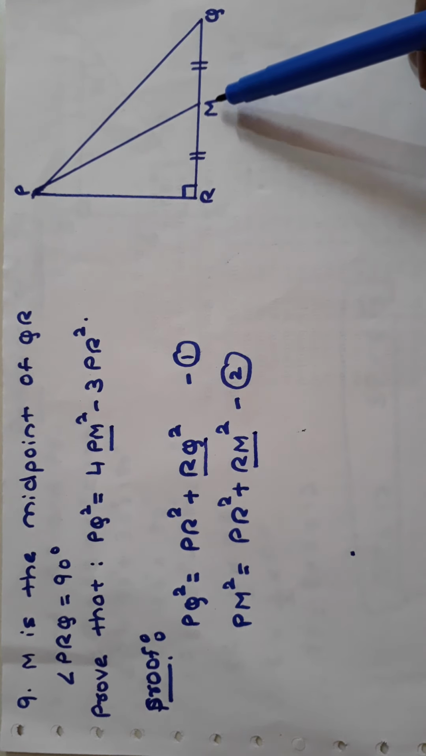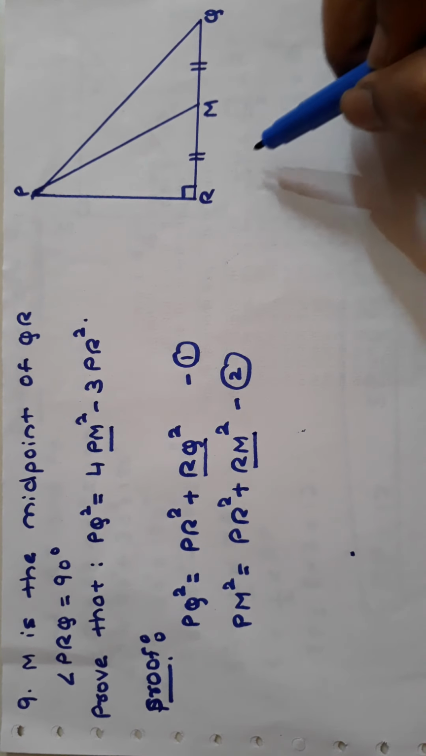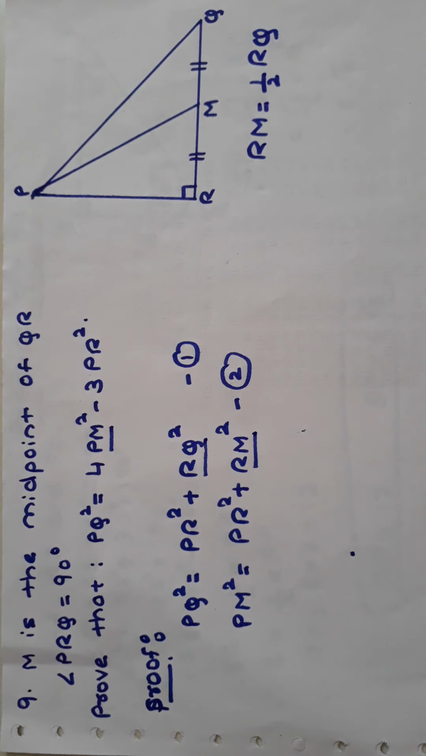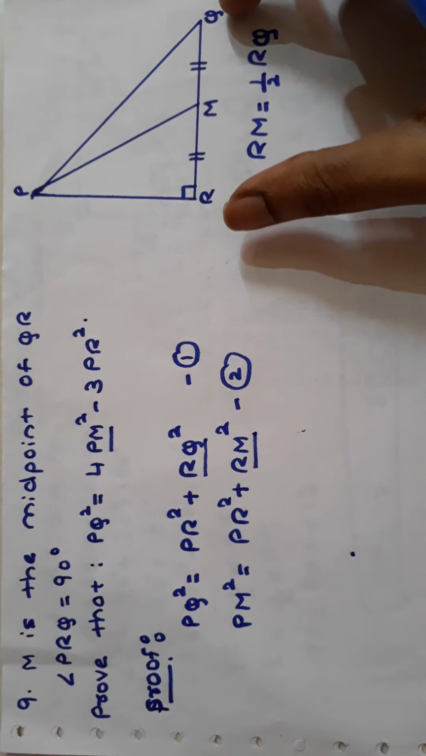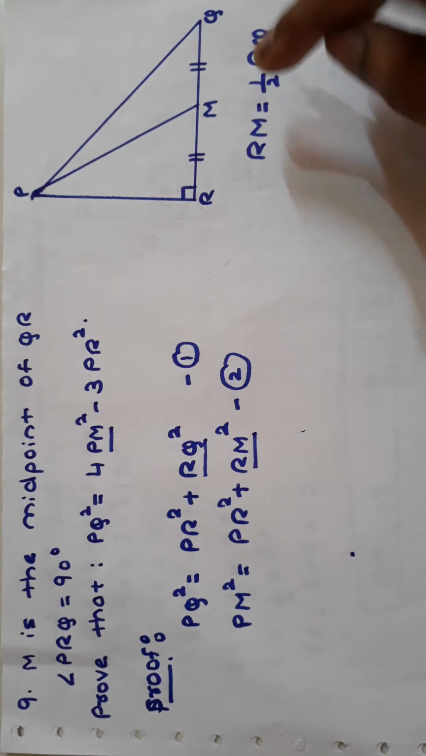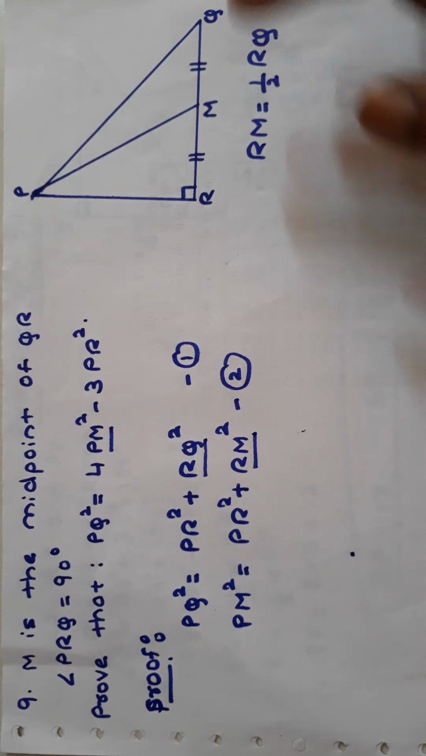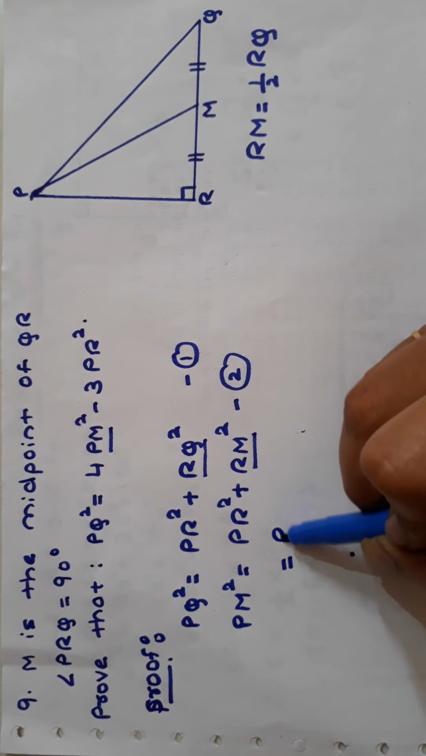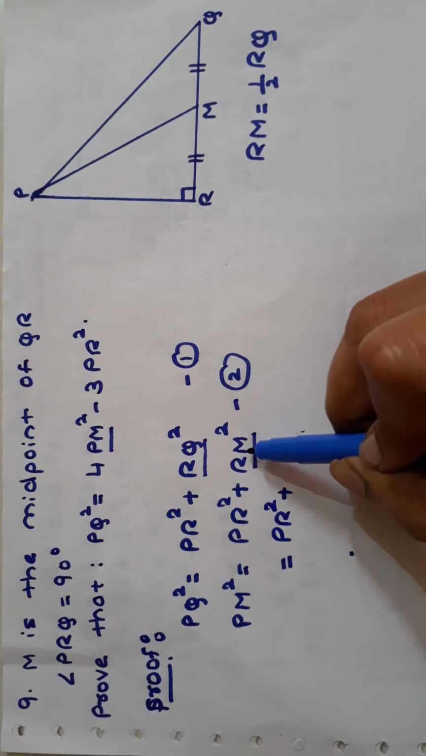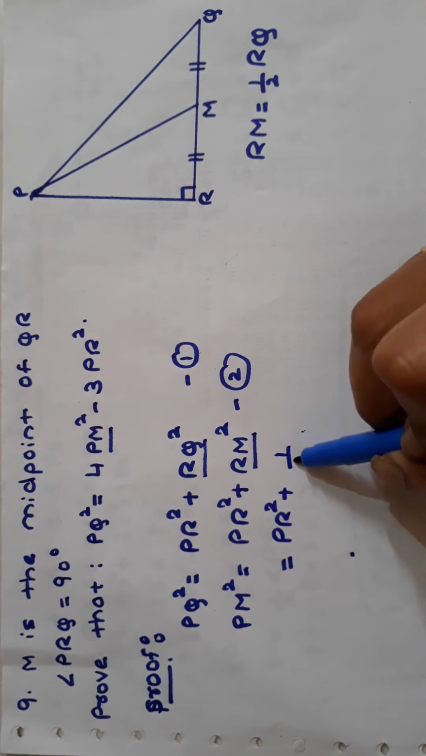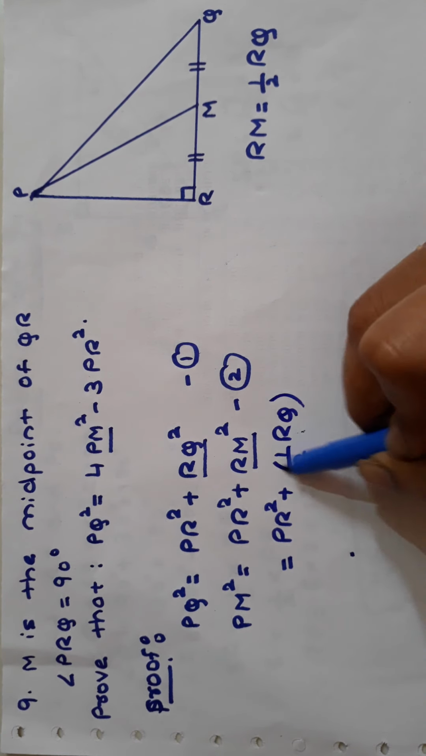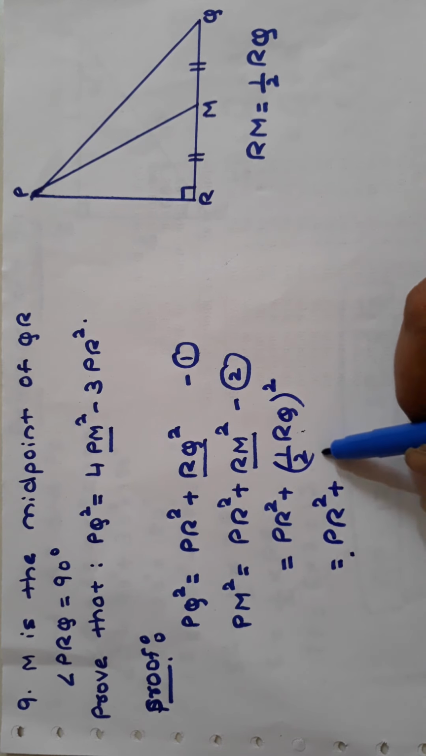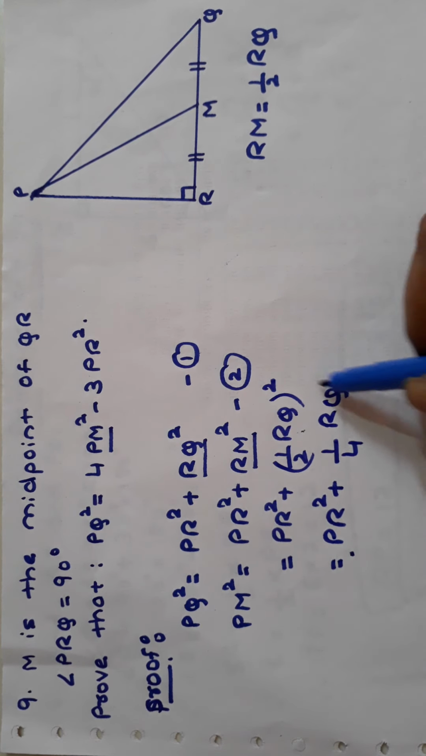Now since M is a midpoint of RQ, RM is half of RQ. Because if RQ is 6, then RM is 3. Because M is a midpoint and it divides RQ into 2 equal parts. So in equation 2, replace RM by half of RQ square. So this is the same as PR square plus 1 by 4 RQ square.